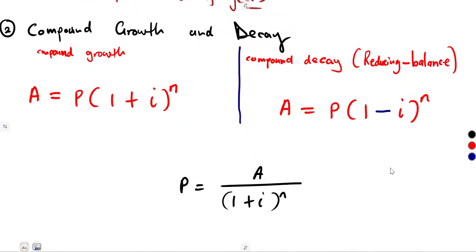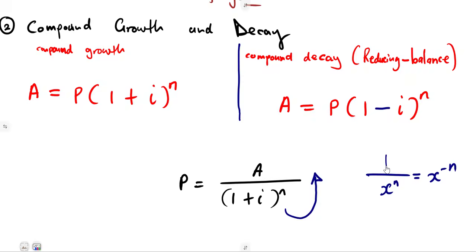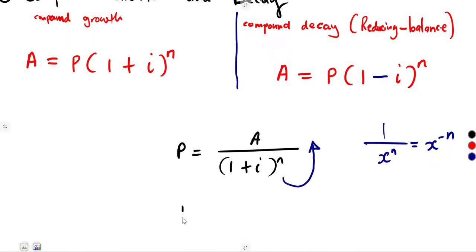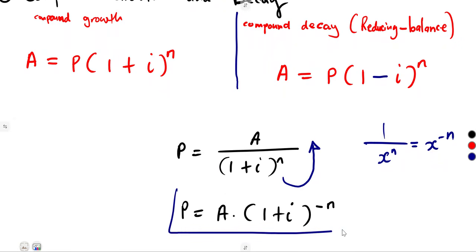Let's go back to our exponents. 1 over x to the exponent of n simply means we can take this up and have a negative exponent. So if I have A over this, I can write this one on top with a negative exponent. Therefore, we can say P can be written as A times this bracket, 1 plus i, raised to the exponent of negative n. You can simply have this one as the subject of the formula from there. It is in your hands.